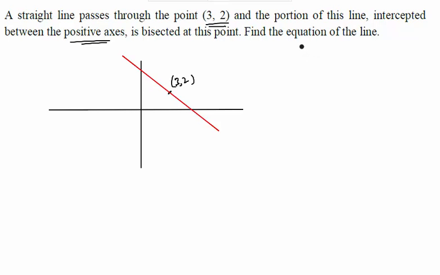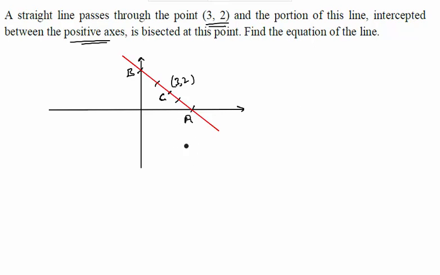But it is also given to us that the portion intercepted, so this is the portion intercepted, AB, between the positive axes, this is the positive x-axis, this is the positive y-axis, is bisected at this point. So basically if I call this point C, then C is the midpoint of AB, which means that CA is equal to CB, right? So now we have to find the equation of the line.